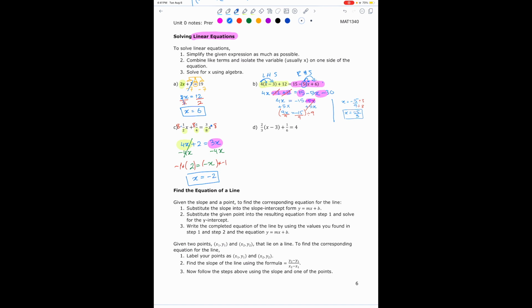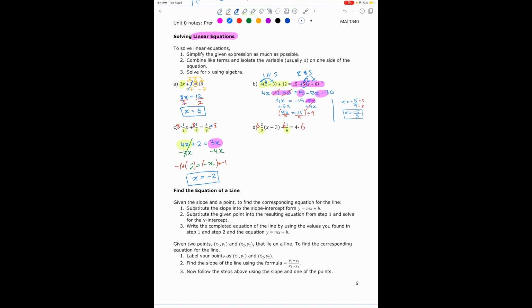Part D, again, notice how I have denominators, fractions. Usually I don't like to work with fractions, so I will eliminate them from the start, and then the process is going to be a little bit easier. The greatest common multiple is 6. It will eliminate the 3 and the 6. So I will multiply every single term by 6. Multiply here by 6, multiply here by 6, multiply here by 6.